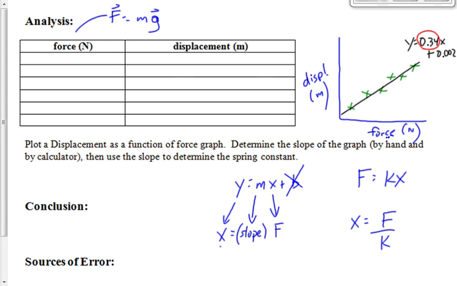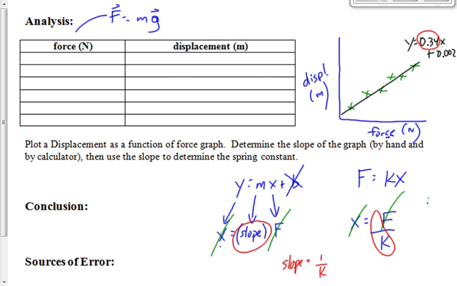Now what I want you to do is cross off things that appear in both of the equations. The equation that I got from my graph and the equation that I got from my data sheet. Cross off the x, the displacement, because it appears in both. Cross off the F, because it appears in both. What are we left with? In the equation for my graph, I've got the slope. In the equation for my data sheet, I've got 1 over k. So I'm going to say slope is equal to 1 over k.